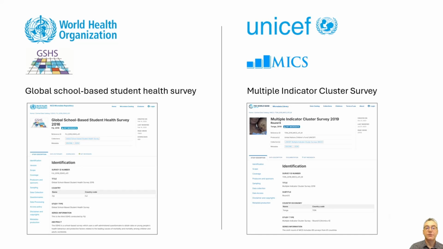The microdata for these surveys is publicly accessible online. GSHS data can be found on the WHO NCD microdata repository, and MICS data is available, for instance, on the World Bank microdata library. These repositories provide more than just microdata files. They include questionnaires, final reports, and documentation in various formats, including DDI codebooks. Microdata sets for GSHS and MICS are available under specific licenses, making them suitable for our demonstration.